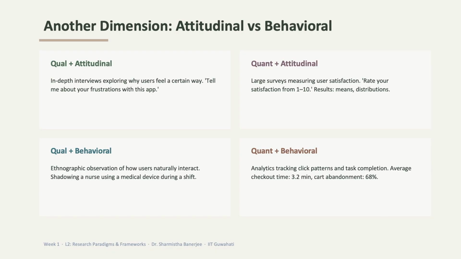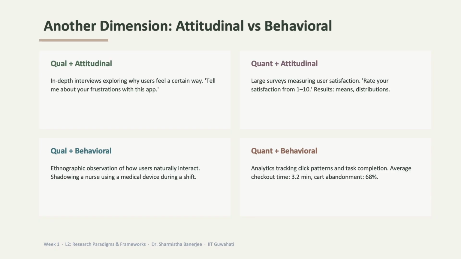Another dimension that you need to consider when you are trying to select a particular user research method is whether you are interested in collecting attitudinal data or behavioral data. So when I want to collect attitudinal data in a qualitative fashion, I will have to do an in-depth interview and explore why users feel a certain way about a certain product. So I will have questions like, tell me about your frustrations with this particular app.